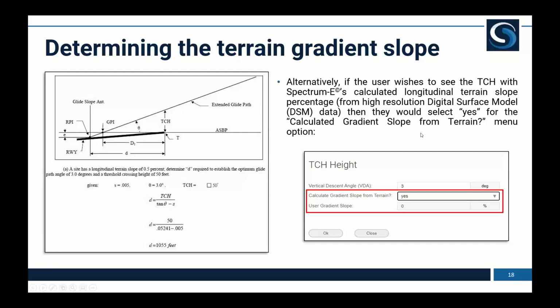We do cover in Spectrum E many airports in the US, close to 50 airports in the U.S. at 1 meter from LiDAR sources, and a number of additional airports around the world, including in Europe.